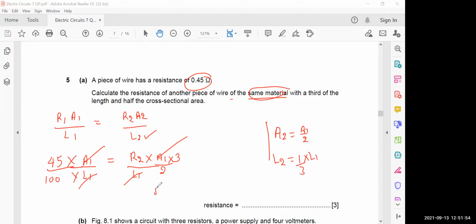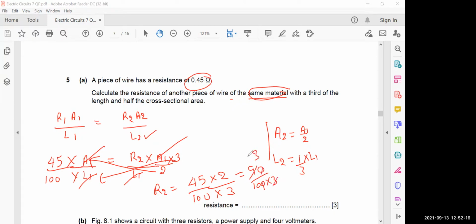If you cross multiply this, R2 is equal to 45 by 100 multiplied by this 2 will come to this side here, and this 3 will come to the 100 side. 45 2s are 90. 100 into 3, whatever you do, you can use a calculator, children, in the exam. So it is 3 by 10, which you can write as 0.3 ohm. This is the resistance.